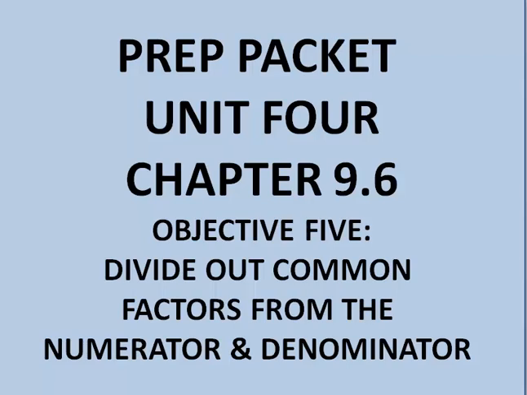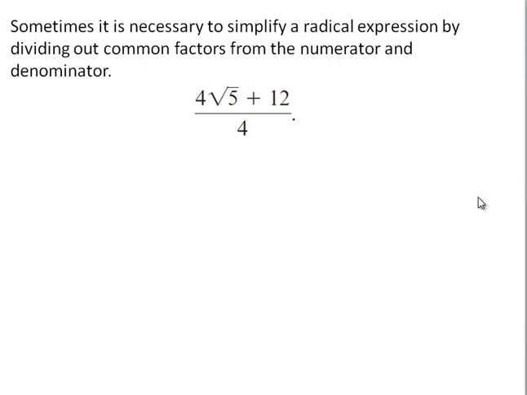This is the prep packet video for Unit 4, Chapter 9.6, and this is for objective number 5, where we work on dividing out common factors from the numerator and the denominator. Sometimes you are able to simplify a radical expression by dividing out common factors from the numerator and the denominator.